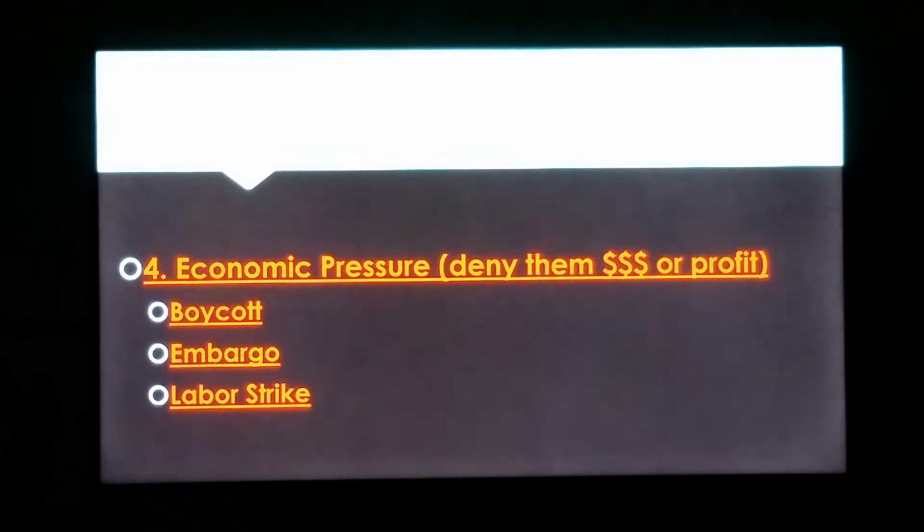All right, economic pressure as a type of boycott, denying people money or profit. This one tends to be fairly effective as well because in our very capitalistic American society, a lot of people really want to make money. And if you can deny them money, you can get them to change their actions. So you could boycott a company, right? This is a personal thing.